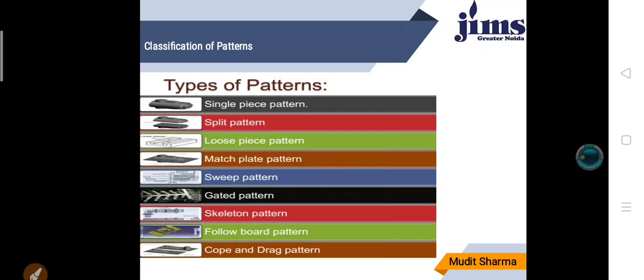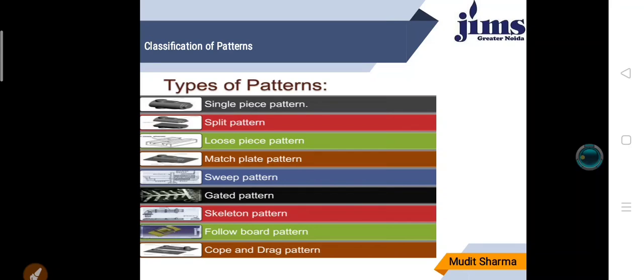First one is the shape and size of casting. Second one is the number of castings required. Third one is the method of molding employed. On these factors, we select our pattern. There are different kinds of pattern like single piece pattern, which we also call loose piece pattern, split pattern, match plate pattern, gated pattern, skeleton, sweep, follow board, segmental, lag, sail, etc. So on the basis of our requirement, we select our pattern.